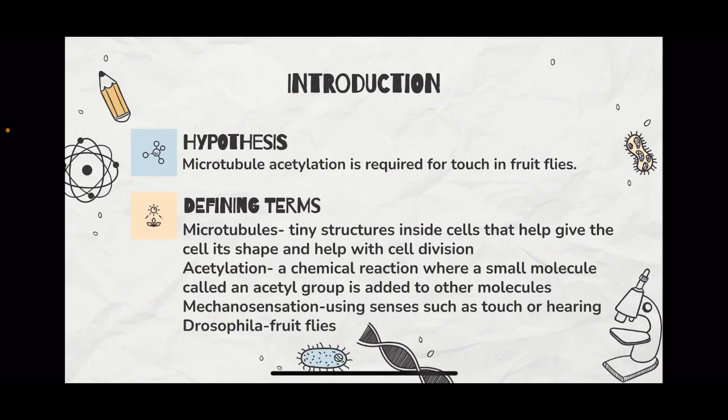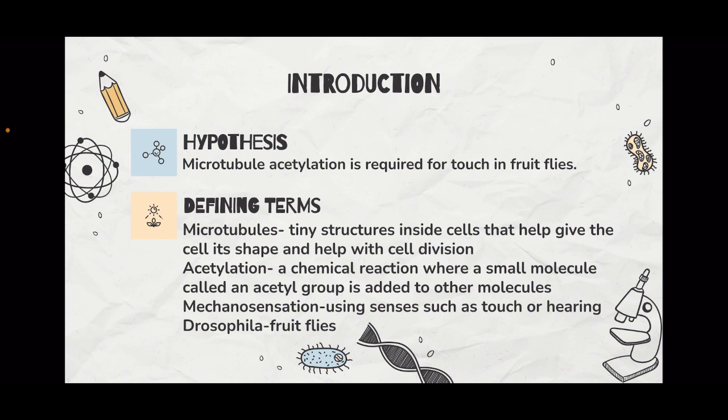The researcher's hypothesis is that microtubule acetylation is required for touch in fruit flies. Hold on, I know this sounds complicated. It definitely was for me before I finished molecular biology, Biology 220, so let's break it down. Microtubules are tiny structures that are found in cells, and they play an important role in cellular movement and division.